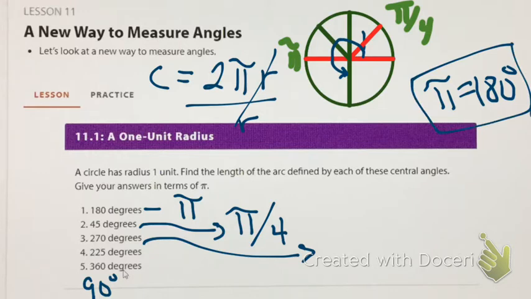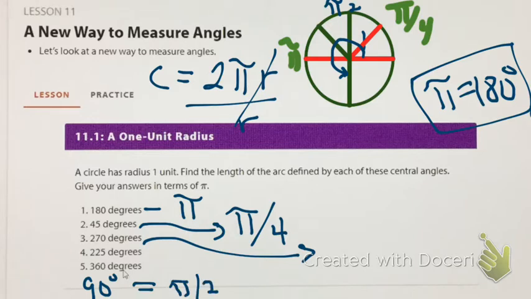So pi is the half circle. That means that 90 degrees up here is pi over 2. So you notice how we're doing this? We're kind of saying if half a circle is pi, 1/4 of a circle is half of that, and then half of that is pi over 4. So 90 is equal to pi over 2. And then we can kind of reference that.